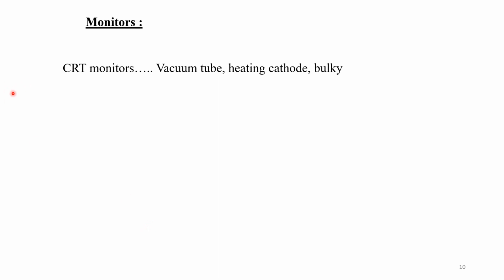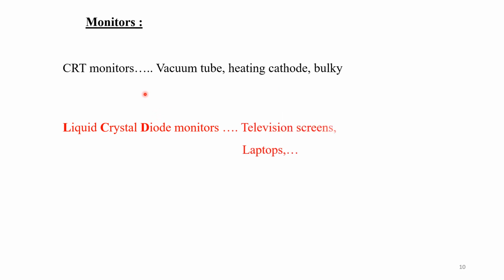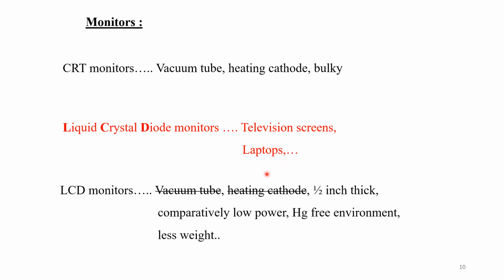So that's about scanning. And then a small note we can say regarding the monitors. In the case of the cathode ray tube monitors, it has what is known as a vacuum tube. We have a heating cathode, which is bulky. And nowadays, we make use of the monitors which are LCD, that is the liquid crystal display monitors, which are actually used in television screens and laptops. And here we don't have the vacuum tube or the heating cathode.